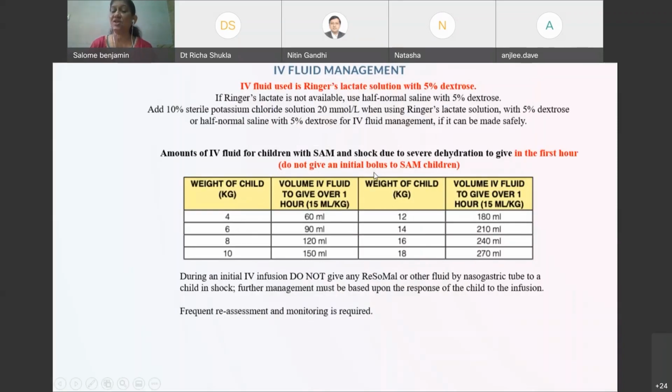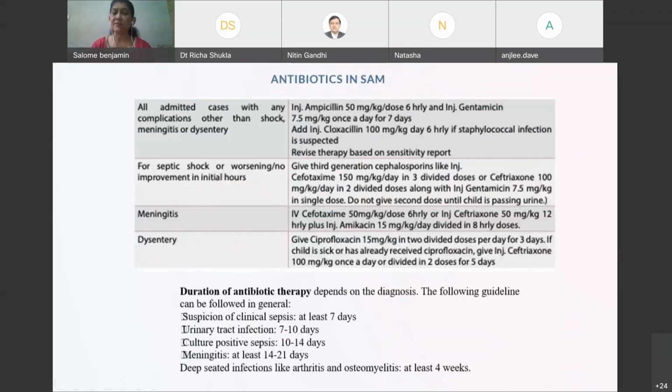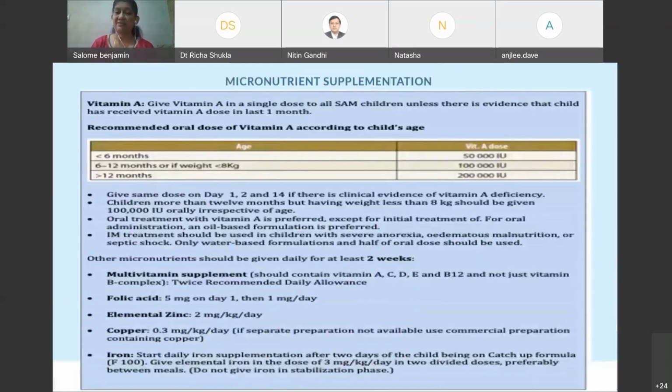Do not give an initial bolus. There is no bolus to be given to SAM children. Always it will go as a continuous infusion. Remember that. Antibiotic, yes, antibiotic is the first line of management. On day 1, the antibiotic will start, because these children will have infection, which will be done by your clinician. Cefotaxime will be given, 150 milligram per day, and they will be doing this as medical management.